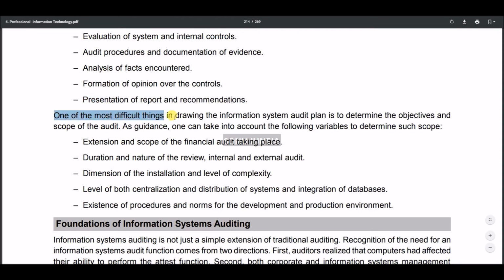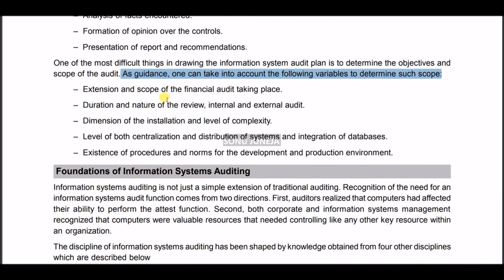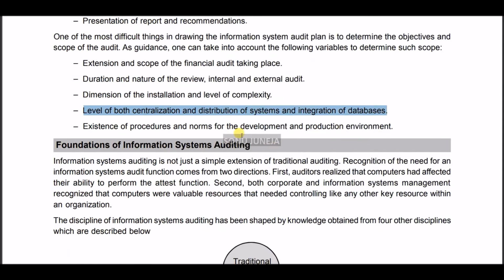Now, one of the most difficult things in drawing up the information audit plan is to determine the objective and the scope, how wide it is going to be. As guidance, these are a few variables you need to take into account while considering the system audit. The first is the extension and scope of the financial audit taking place, duration, nature of internal and external audit, dimension of installation, level of complexity, level of centralization, distribution system and integration of database.